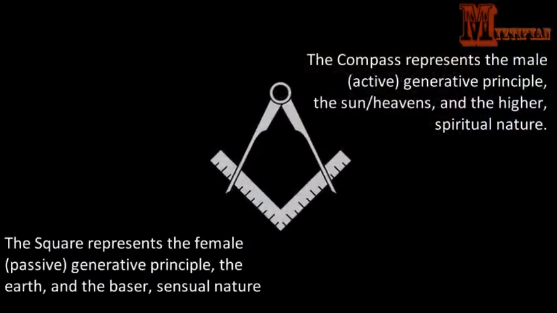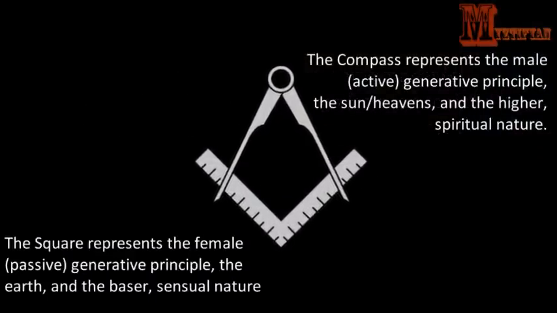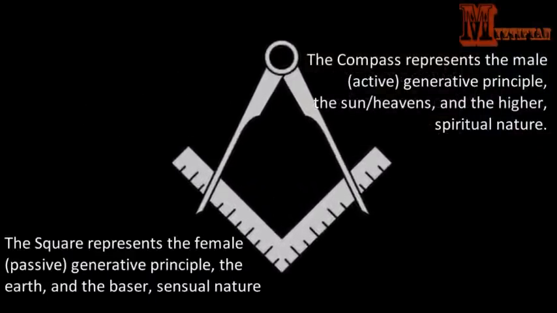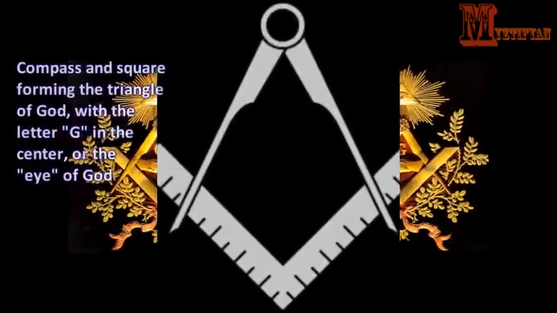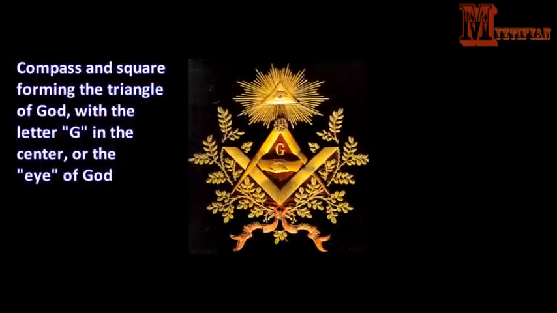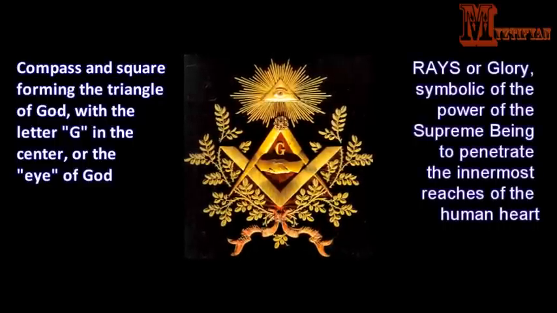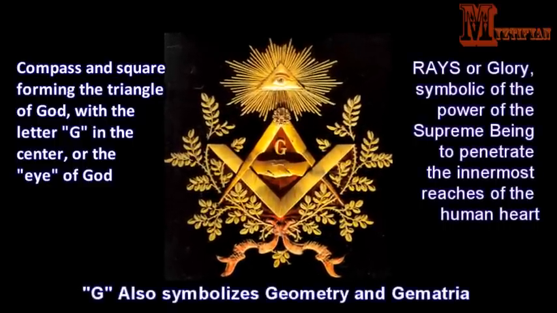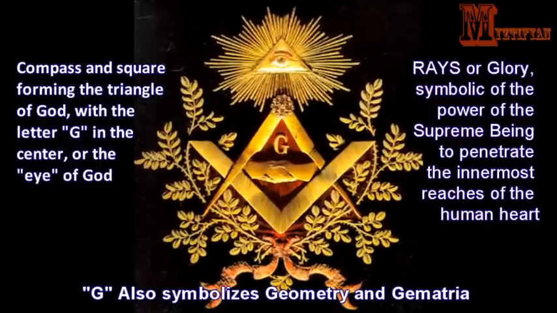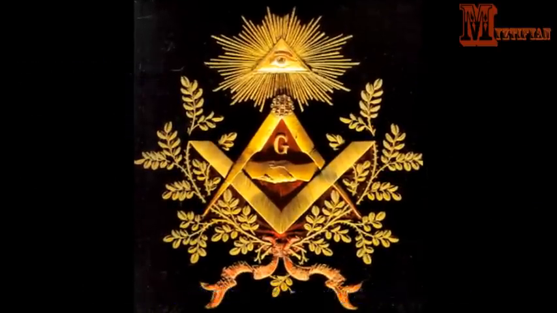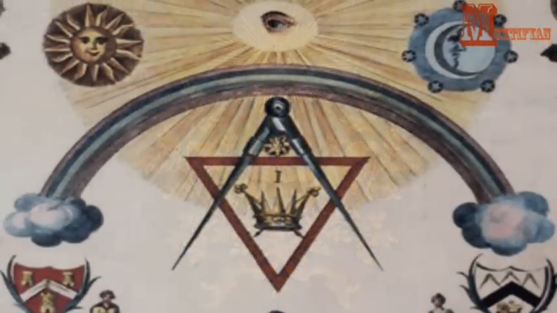The primary symbol of Freemasonry will be that of the square and compass. On the surface, they are the tools by which a Mason can practice his craft. However, it has various other deeper esoteric meanings. We also see the symbol with the letter G in the middle, which stands for God, geometry, and gematria. The rays of glory are symbolic for God's ultimate power.